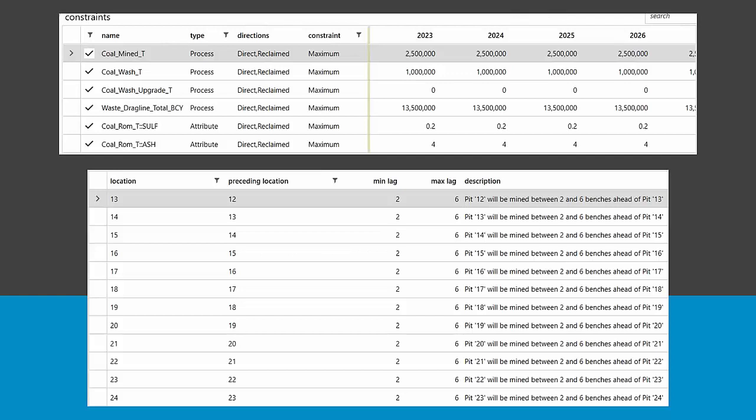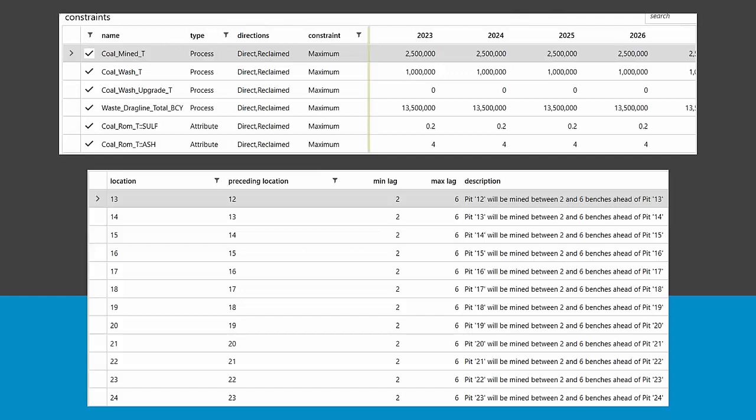And also force minimum lag. So if you have a high wall that maybe has some faulting or has some weaker structure, you can tell Scheduler that it needs to bring that down before it can move on in order to keep mining. Okay, so that's kind of what we have here. We have enough lag to get the equipment out of the way, and then we also have lag to ensure that the high wall is coming down at the appropriate rate.